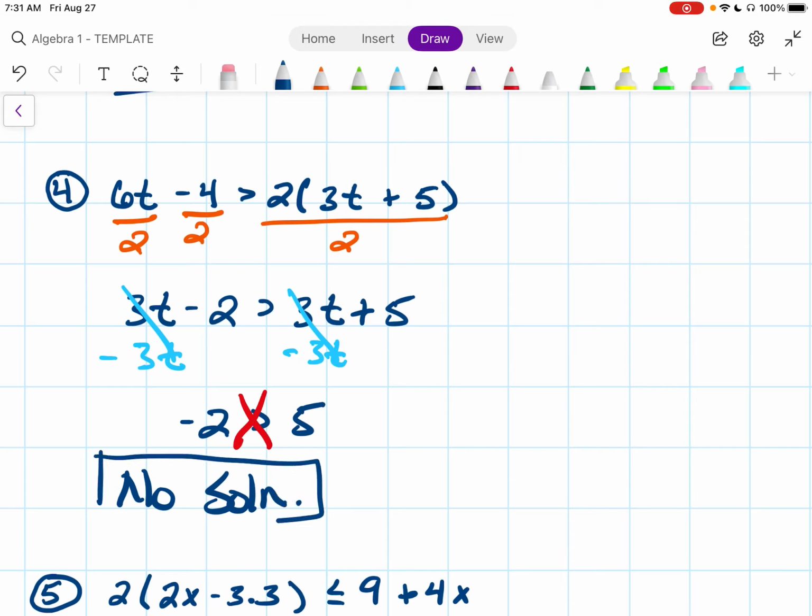right? We did that whenever we had an equal sign, where it was like 1 equals 2, right? We said, well, that's not true, so it's no solution. Here, this is not true, so it's no solution.